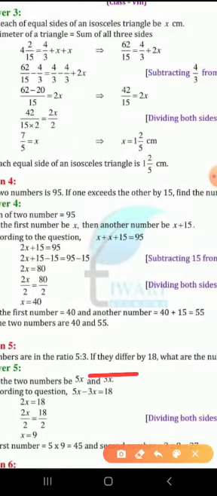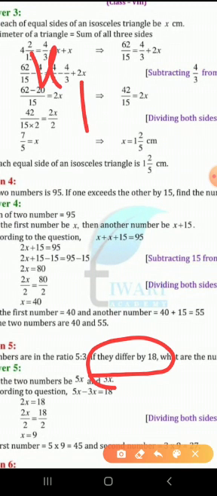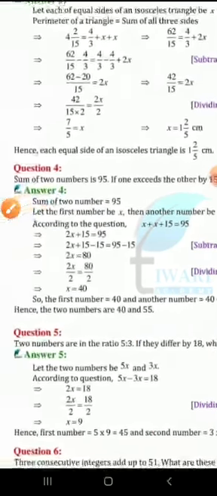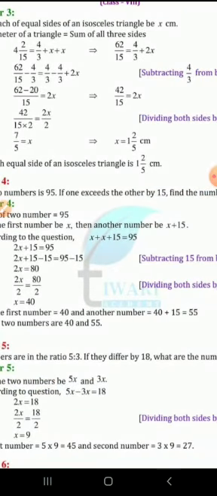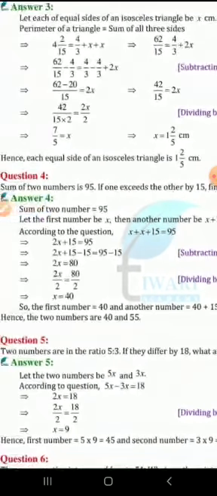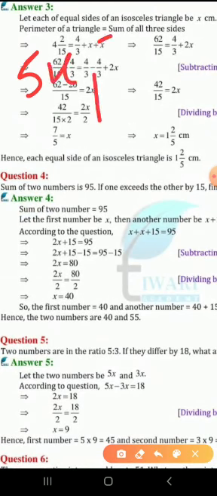Their difference is 18. So if one number we can assume x, so the other will be what? It can be 5x and 3x, if they differ by 18. So two methods are there to solve it. First, we can take the ratio 5:3. So let the first number be 5x and the next number be 3x.